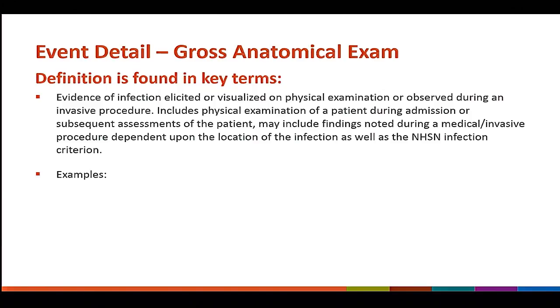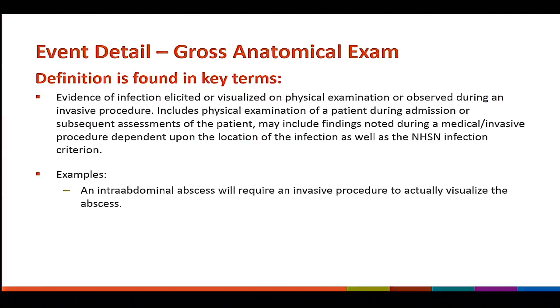We get questions about this sometimes, especially as it relates to the organ space criteria. What is a gross anatomical exam? Well, there has to be evidence of infection elicited or visualized on physical examination or observed during an invasive procedure. This includes physical examination of a patient during admission or subsequent assessments of the patient, and it may include findings noted during a medical or invasive procedure dependent on the location of an infection as well as the NHSN infection criterion. So what does that mean?